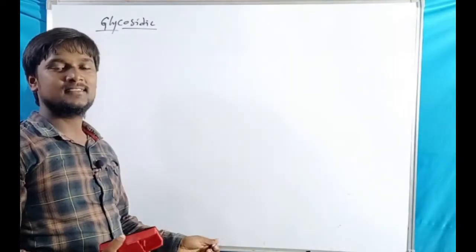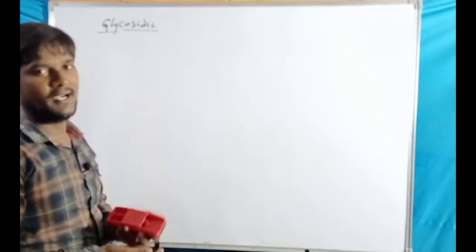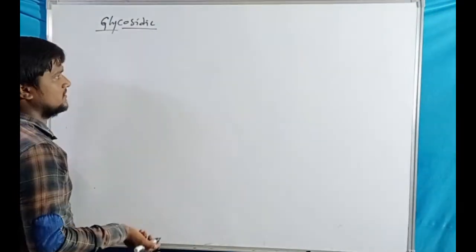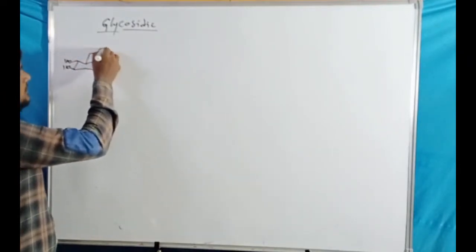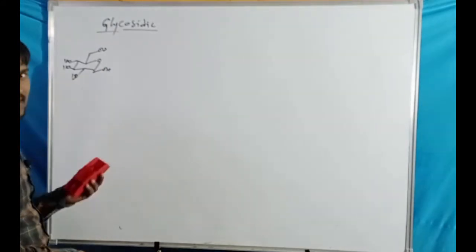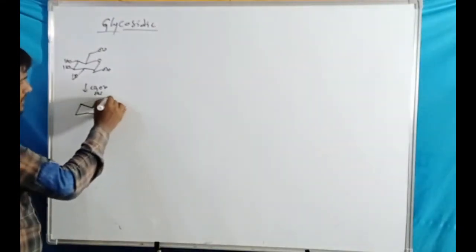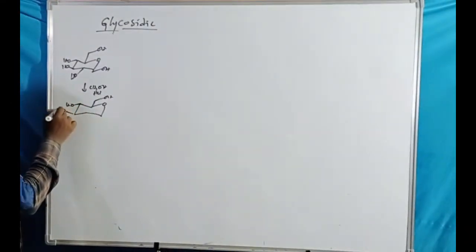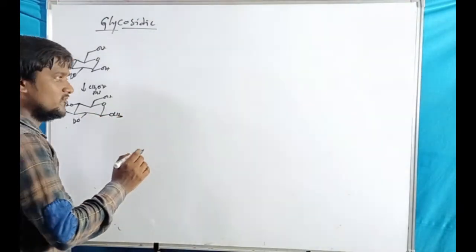Now let us discuss some of the other reactions of cyclic carbohydrates, especially monosaccharides. In the previous case this is a cyclic compound, especially glucose. Whether it is beta-D-glucose or alpha-D-glucose doesn't matter. The cyclic structure, whenever treated with methanol in presence of HCl, forms the glycosidic linkage only. So this is the glycosidic linkage.